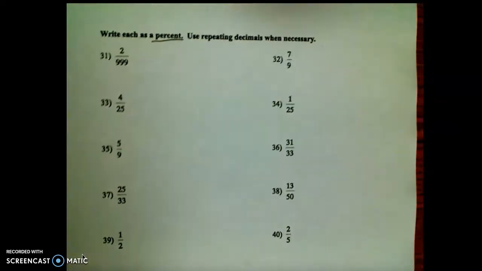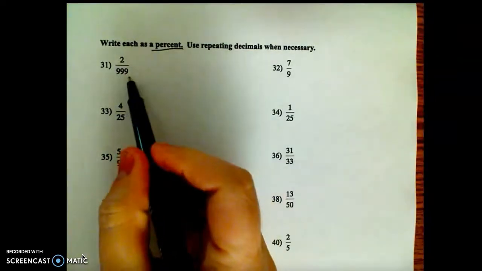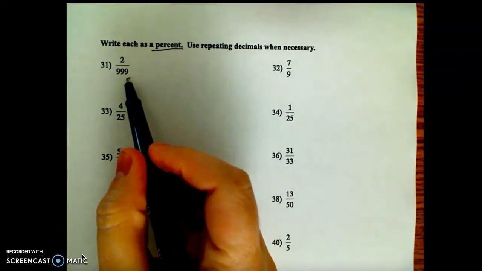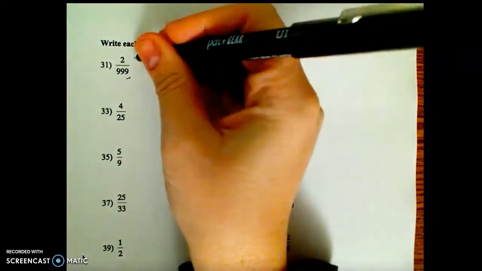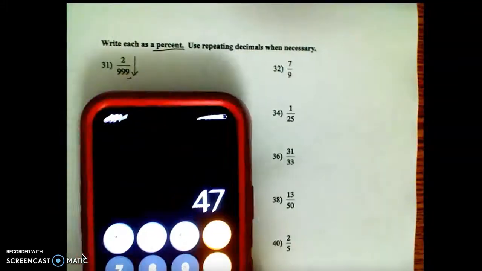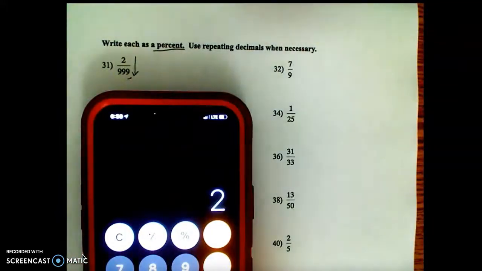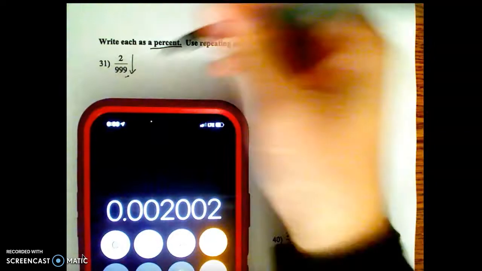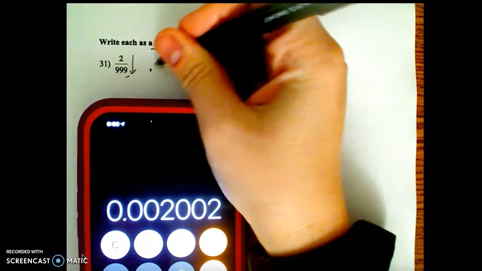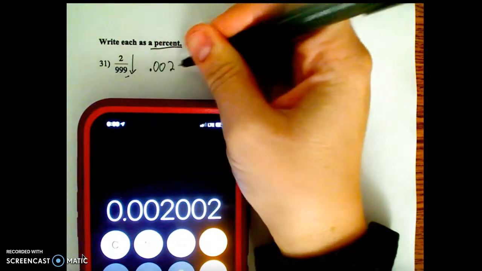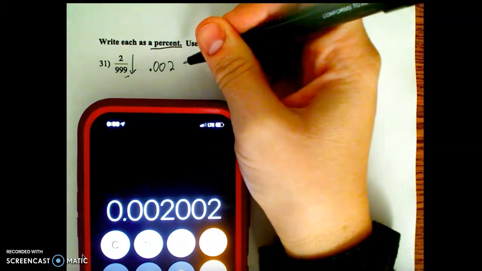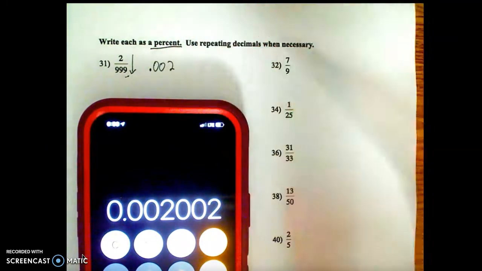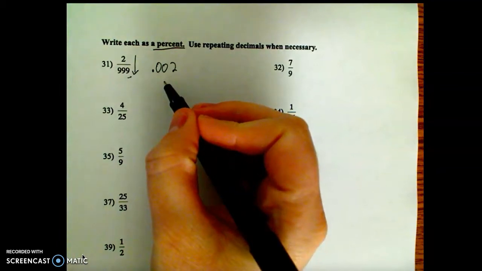On number 31, we have this fraction. To go from a fraction to a decimal, we divide. Top divided by bottom. Okay, let's do that step. 2 divided by 999. Ooh, that's a tiny number. I'm going to write it down. So, 0.002. And I'm going to round it off to right there. Are we all okay with that? Sure we are. But we're not done yet.